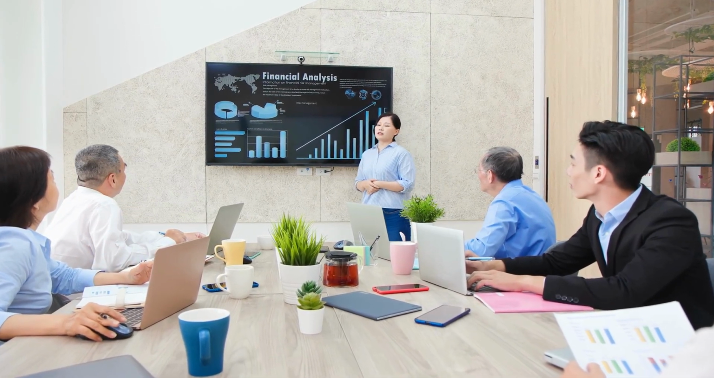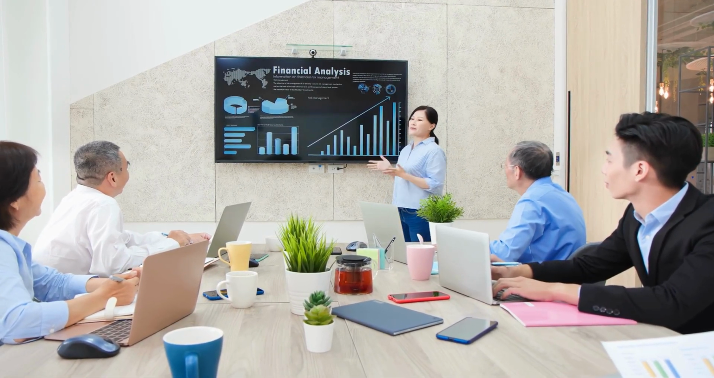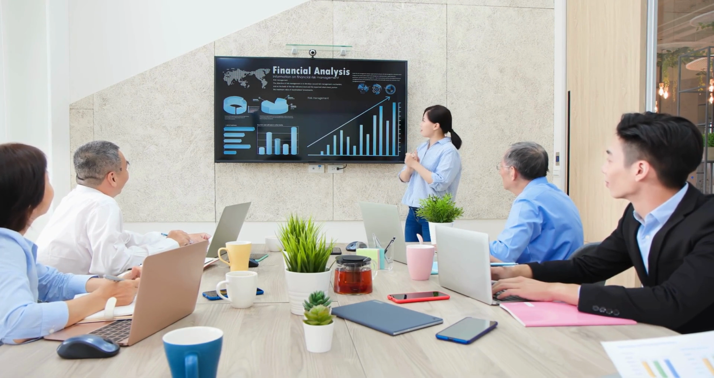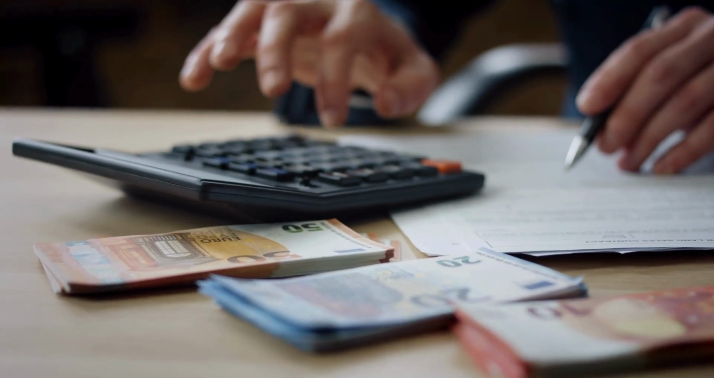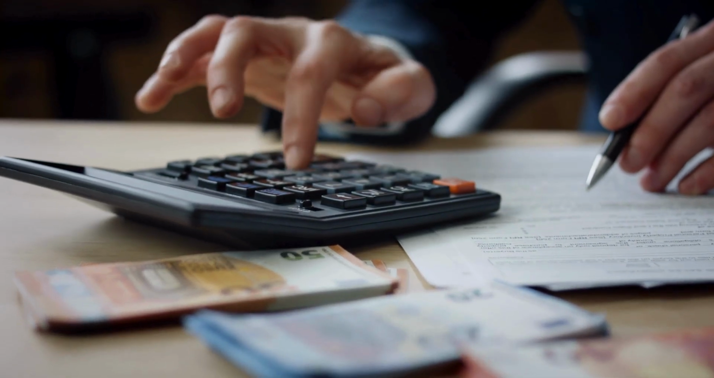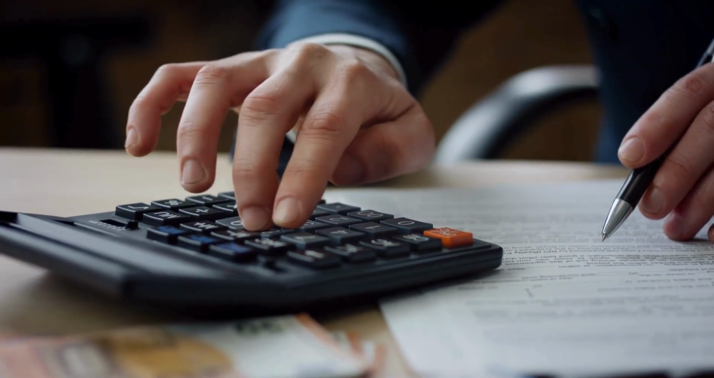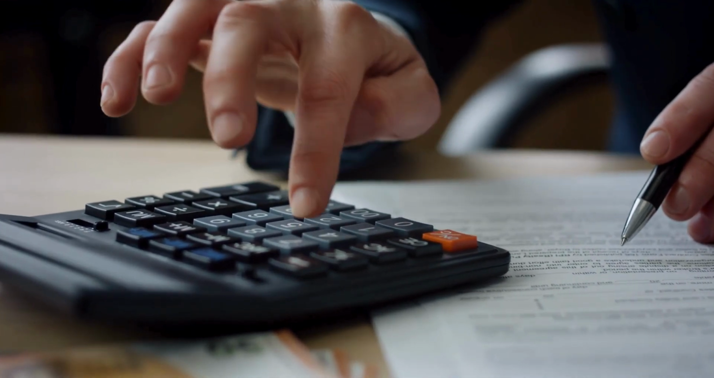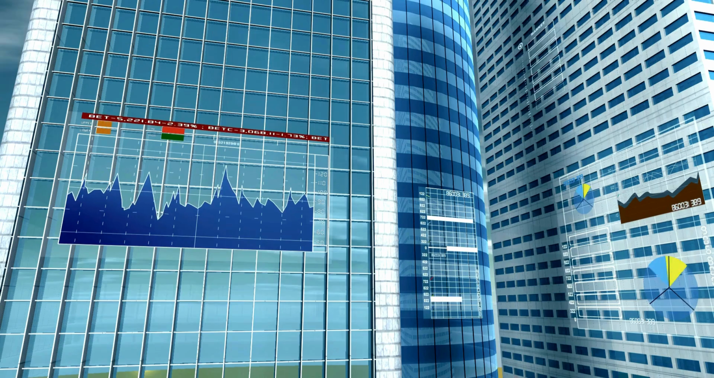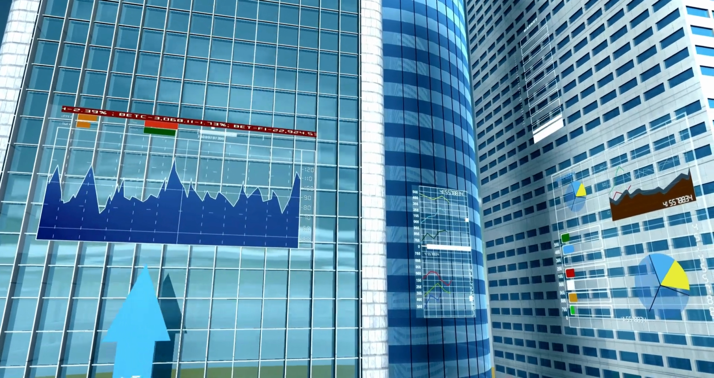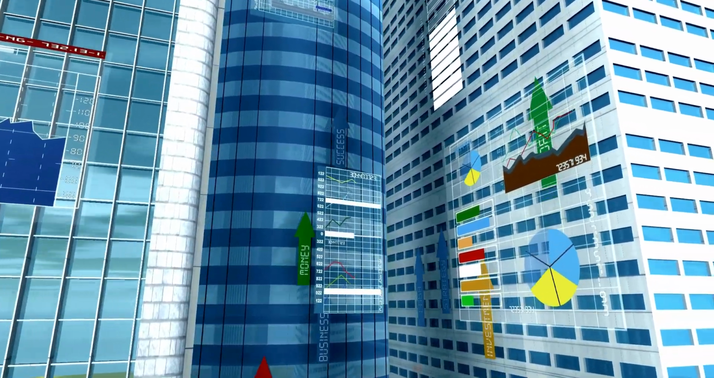Here are the key components you'll need to develop. Revenue projections. Estimate your sales revenue based on your pricing strategy, target market size, and market share. Cost of goods sold, COGS. Calculate the direct costs associated with producing your products or delivering your services. Operating expenses. Estimate your day-to-day expenses, such as rent, salaries, marketing, and utilities. Gross profit. Calculate your revenue minus COGS. Net income or loss. Calculate your gross profit minus operating expenses and taxes.